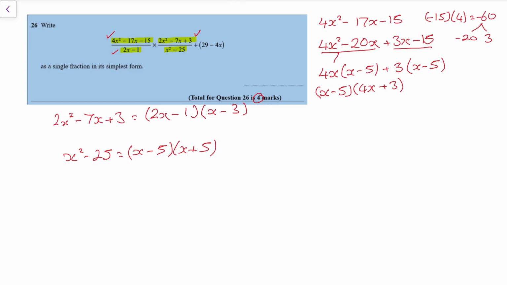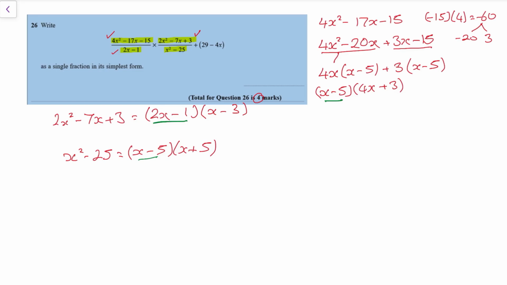And what I mean by that is, I can spot that I've got 2x minus 1 here, and there's 1 in the question. I've got an x minus 5 and an x minus 5 here, so I'm thinking they're going to cancel. And then hopefully some more stuff cancels along the way. Right, let's see what happens.